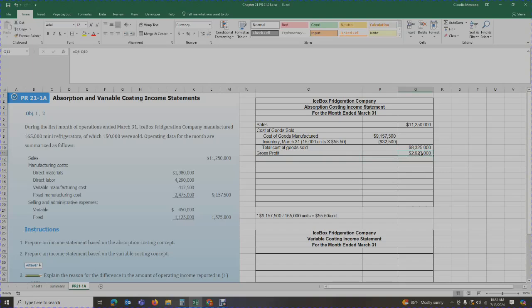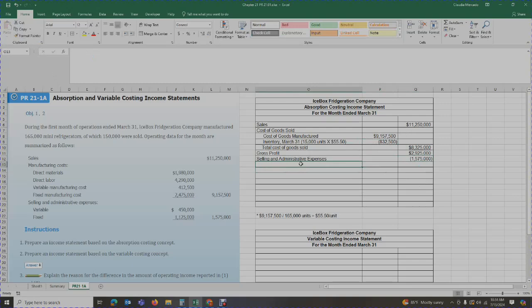So that is my gross profit. That is before my selling and admin expenses. So now I have to factor in my selling and admin expenses. According to the problem, if we look at our selling and admin, we have 450,000 for variable and 1,125,000 for fixed. Total 1,575,000. So they've already given you the total selling and admin. So I'm going to subtract the 1,575,000. Let me format it like that.